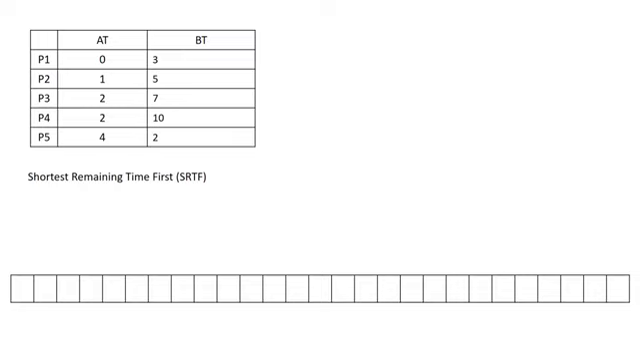So we start out with P1, which arrives at 0. It enters the ready queue, and it's scheduled for one time slice. We reduce the burst time from 3 to 2. And at this point, P2 arrives in the system and enters the ready queue.